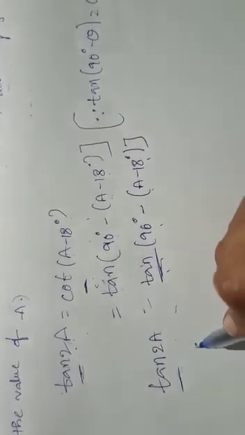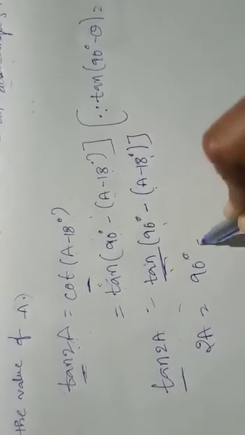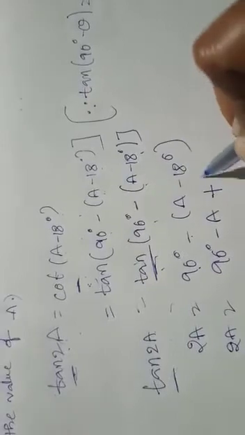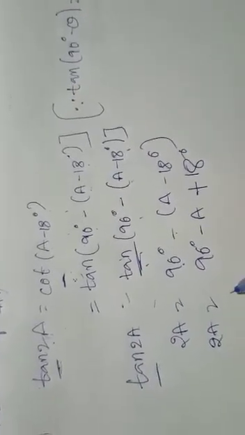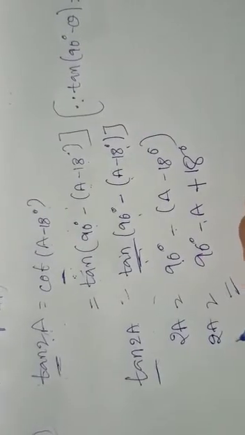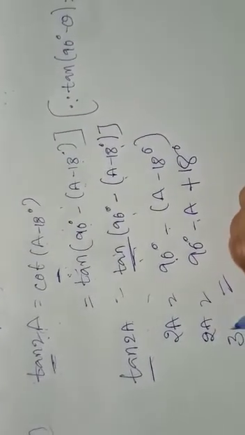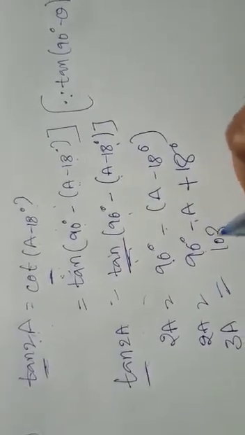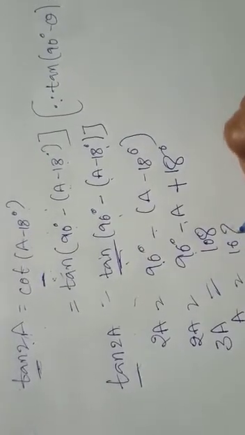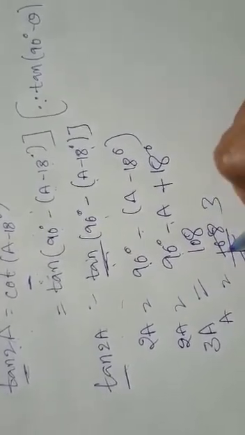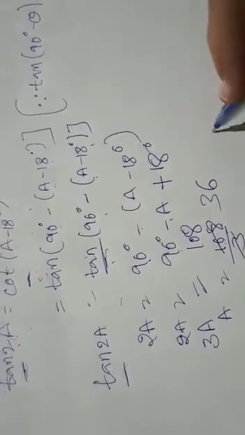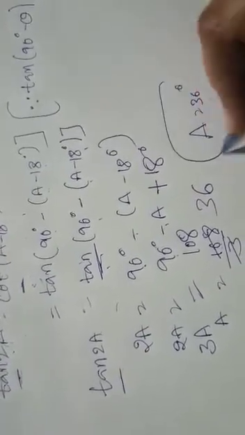So 2a equals 90 minus (a minus 18 degrees). 2a equals 90 minus a, minus into minus becomes plus 18. Minus a comes to this side, it becomes plus. 2a plus a, 3a equals 90 plus 18, 108. a equals 108 by 3. 3 3s are 9, 3 6s are 18. Here a equals 36 degrees.